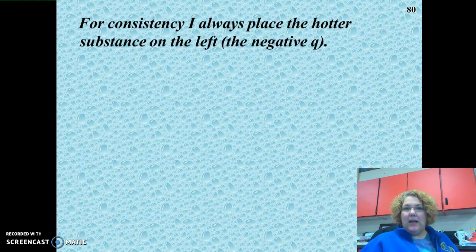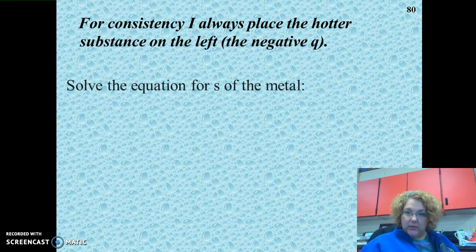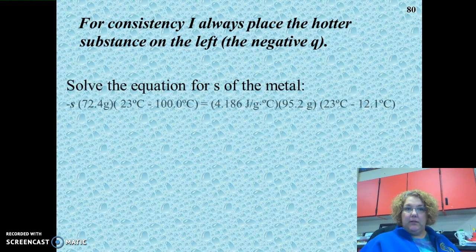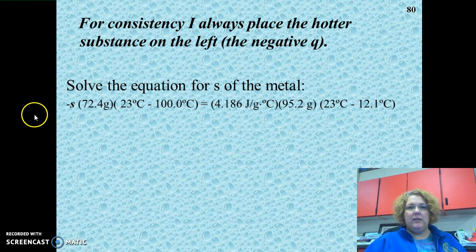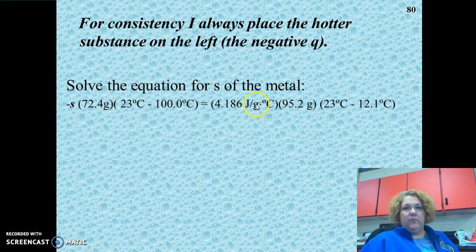So I always place the hotter substance on the left, the negative Q. In this case, the metal on the left, just for consistency, so it's easier for people to understand. So the negative Q of the metal equals the positive Q of the water. Here's the specific heat of water, times the mass, times its final minus initial temperature. That's going to be equal to the negative Q of the metal. So the positive Q of the water equals the negative Q of the metal.